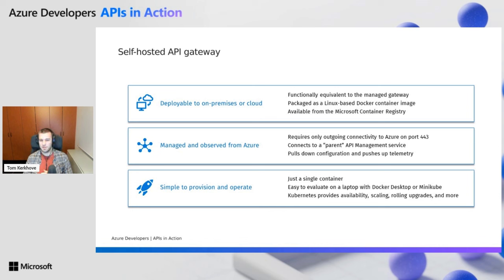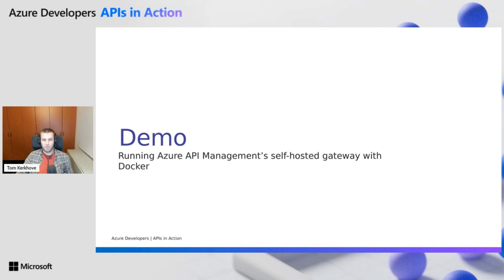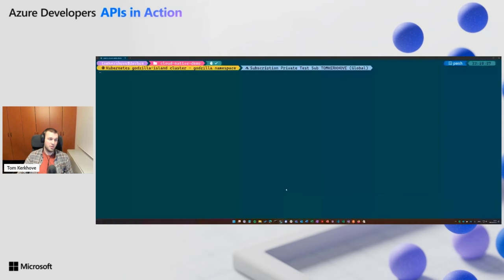Because it is a container, it's very simple to get it running, to try. You can also use it in your inner loop to test APIs going through API Management. But let's use a demo where I will show you how easy it is to use the self-hosted gateway to spin up the gateway and serve your APIs locally.